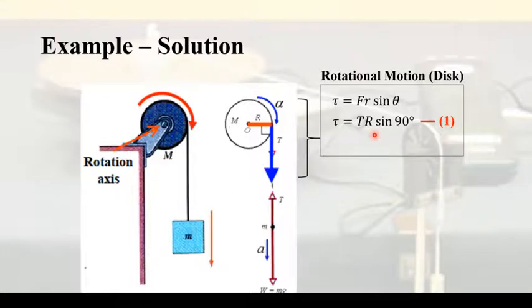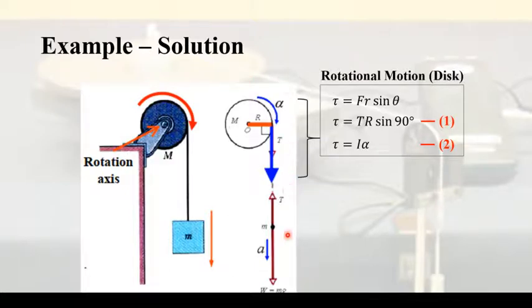Now the second equation that we are going to use is the torque for a rotating, non-equilibrium object. Just now we have seen that summation torque equals I alpha. So I'm just going to write it as I alpha as my second equation. So I have two equations, equation 1 and equation 2, based on the first diagram, the rotational motion diagram.